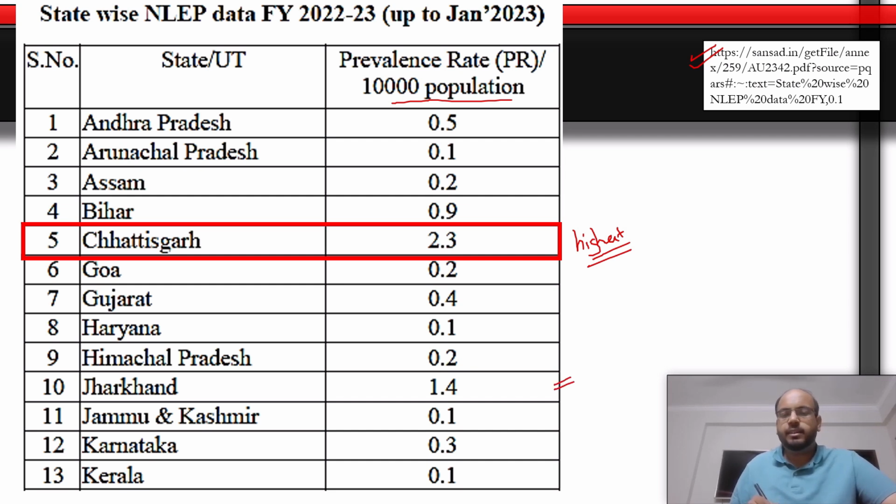Another state, Jharkhand, has 1.4. So these two states have more than 1. Otherwise, every other state is just decimals. You can pause and search for your own state and see what the prevalence is. You might be asked in your exams what the prevalence of leprosy is in your state, and you can say according to a reply filed in the parliament, this is the prevalence as per that reply. Okay, let's move forward.